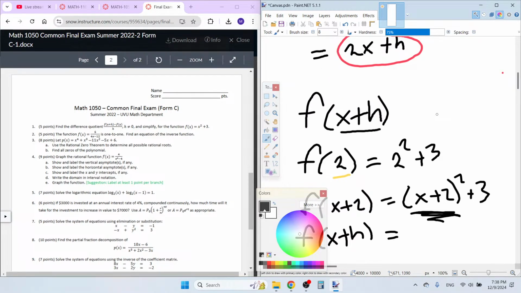So the h is on the inside of these parentheses, and that means that the h will be on the inside of any powers or multiplications that we do. Like that.